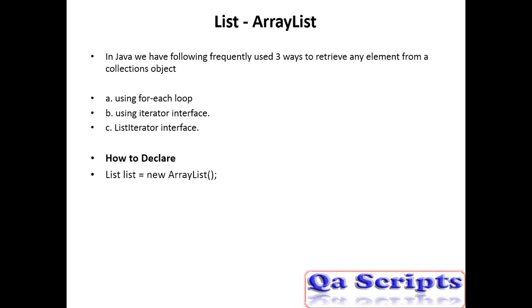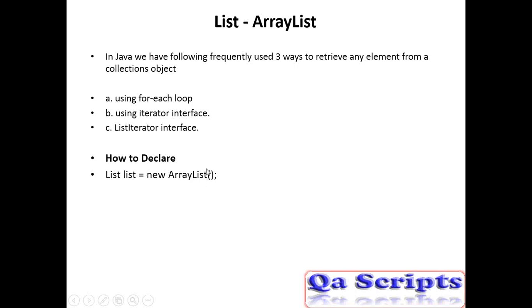First, we have to use the interface name, that is list. Then you can say any name. Here I have said list. Of course, you can say ABC or XYZ, anything you can say as an object name. Then you have to use new. Then you have to use a class name called ArrayList.